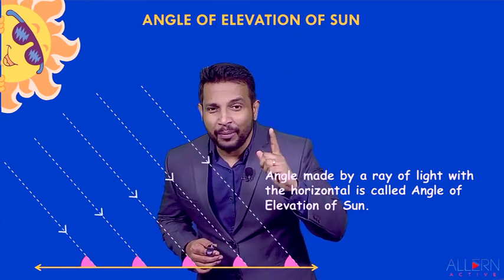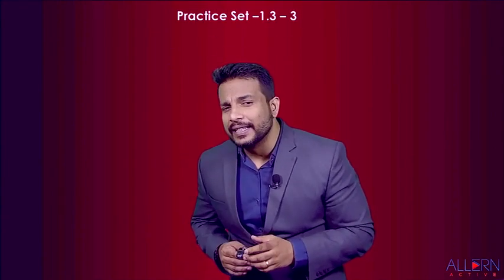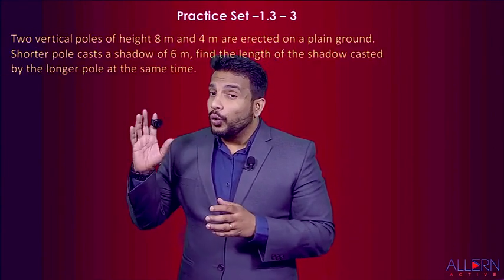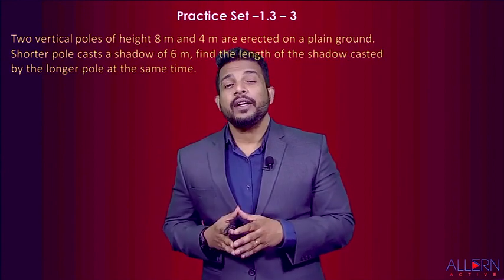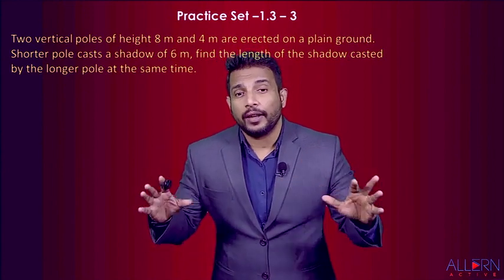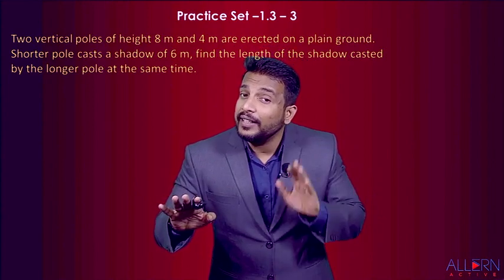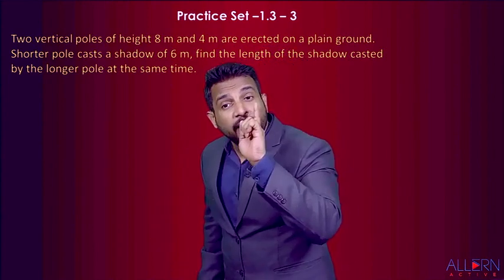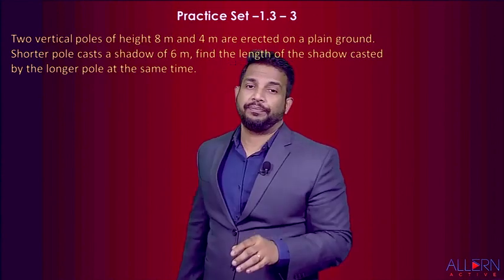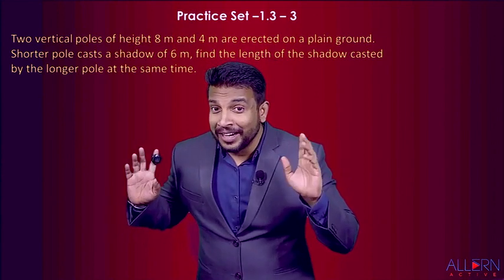Beautiful concept, right? Very important. Let's see a sum now based on this. The sum says that two vertical poles of height 8 meter and 4 meter are erected on a plain ground. The shorter pole casts a shadow of 6 meter. Find the length of the shadow casted by the longer pole at the same time.